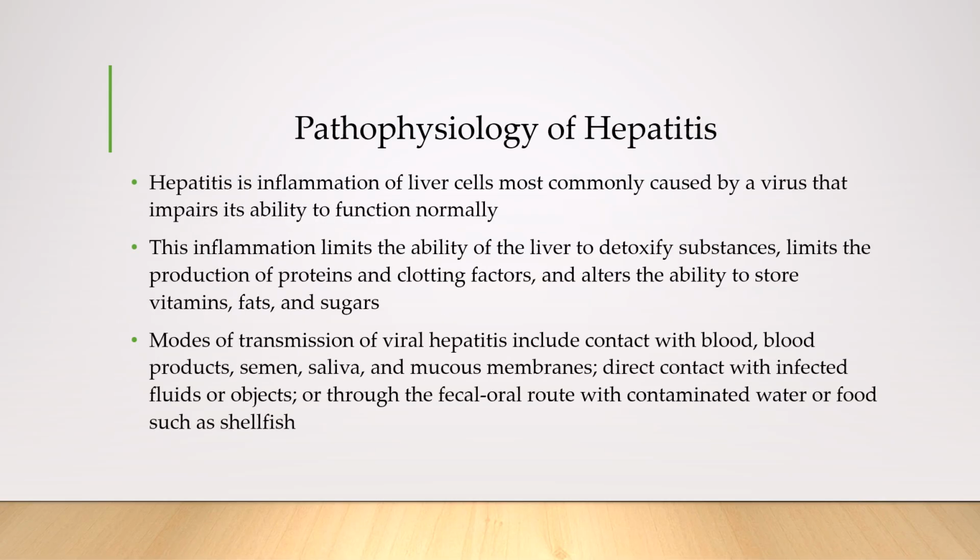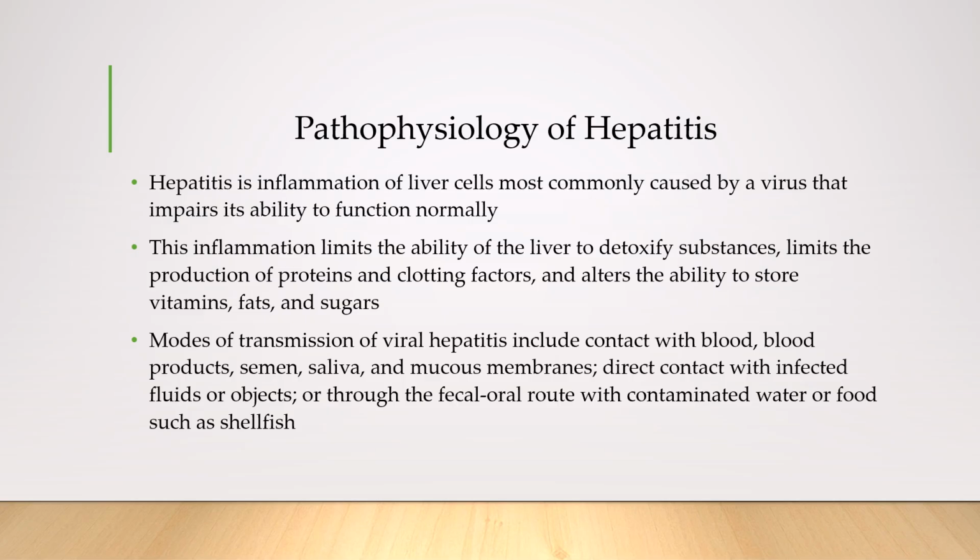So the pathophysiology of hepatitis. Hepatitis is inflammation of liver cells, most commonly caused by a virus that impairs its ability to function normally. This inflammation will limit the ability of the liver to detoxify substances, limits the production of proteins and clotting factors, and alters the ability to store vitamins, fats, and sugars.